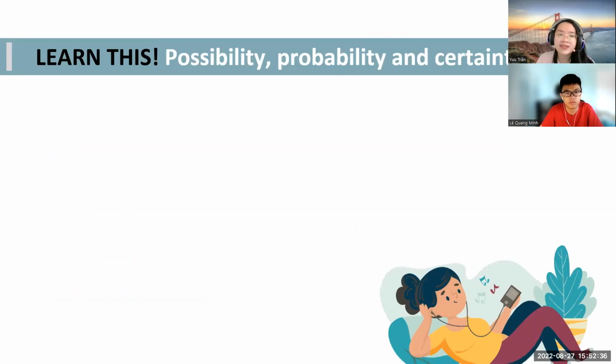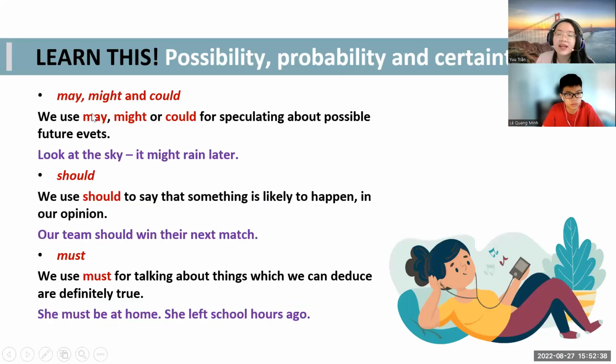Chúng ta đã học qua 6 cái model nào. Đó là may, might và could. Rồi, dự đoán về tương lai. Được chưa? Rồi, should say that something is likely to happen in our opinion. Có thể xảy ra nhưng mà chỉ trong suy nghĩ của chúng ta thôi. Must for talking about things which can deduce are definitely true. Must này là dựa trên suy đoán có căn cứ của mình đưa ra dự đoán.